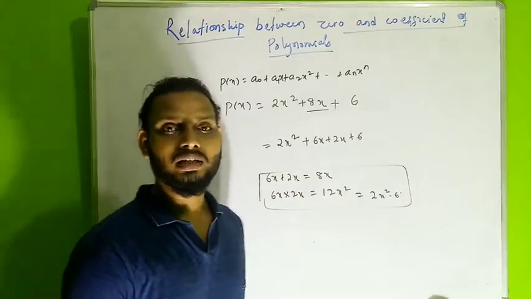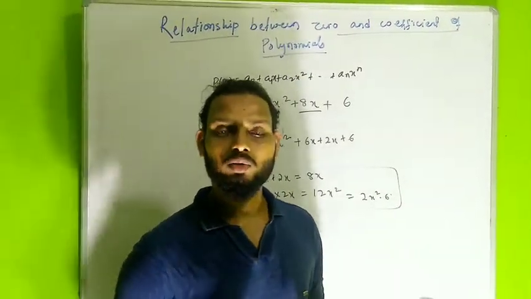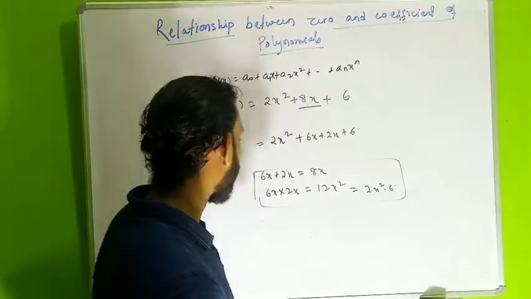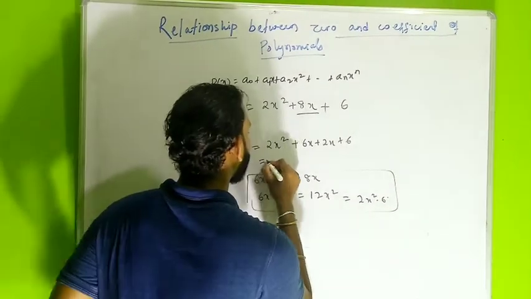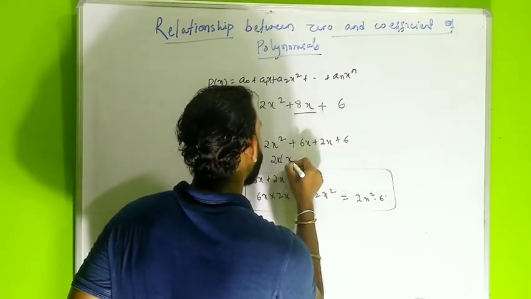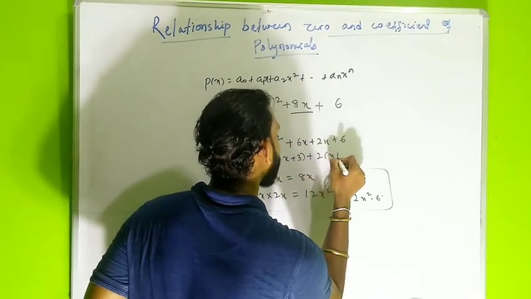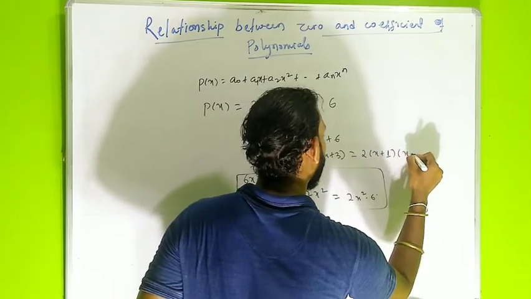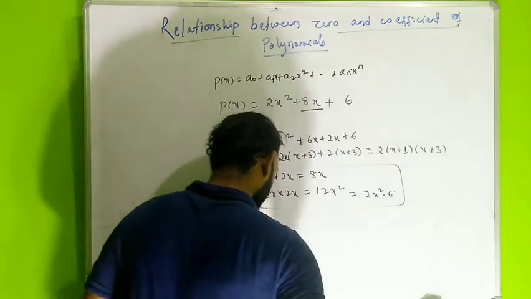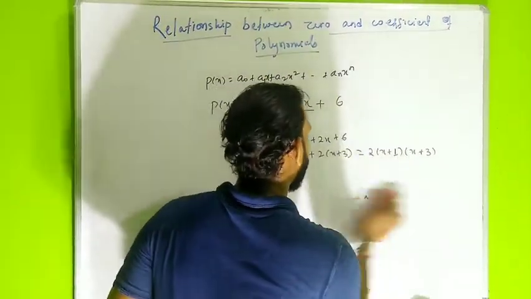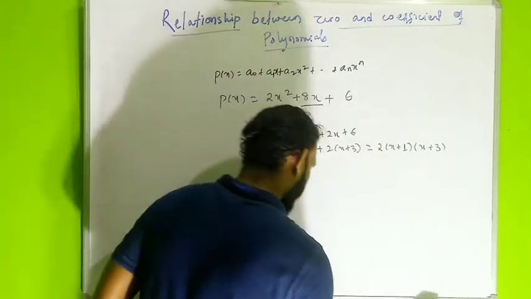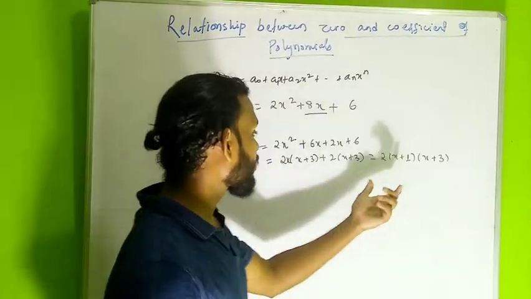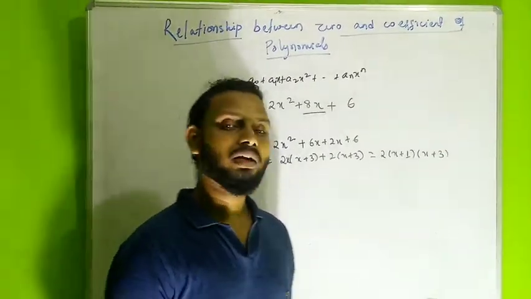By using this technique, you can solve any quadratic equation and find the zeros of this quadratic equation. Let me just solve this first. So it will be x plus 3 plus 2 into x plus 3, which is equal to 2x plus 1 into x plus 3. So I can factorize this quadratic polynomial p of x equals 2x square plus 8x plus 6, which will be equal to 2 whole into x plus 1 into x plus 3.